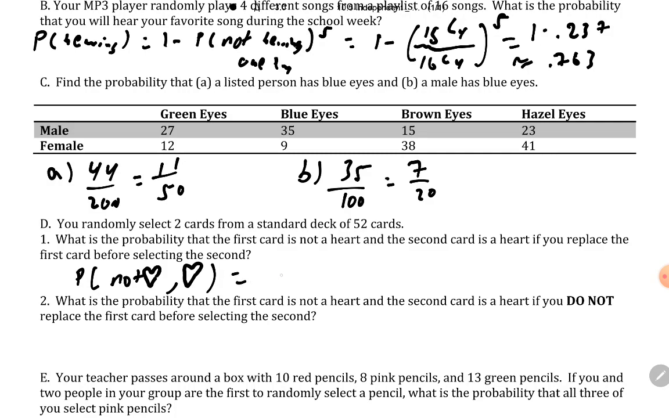Okay. So that means that is 39 that are not hearts out of 52 times the probability that it is a heart, which is 13 out of 52, which is 507 over 2,704, which is 0.1875. So 18.75% of your first card being not a heart, and then your second card being a heart, given that you replace the card after you draw the first.